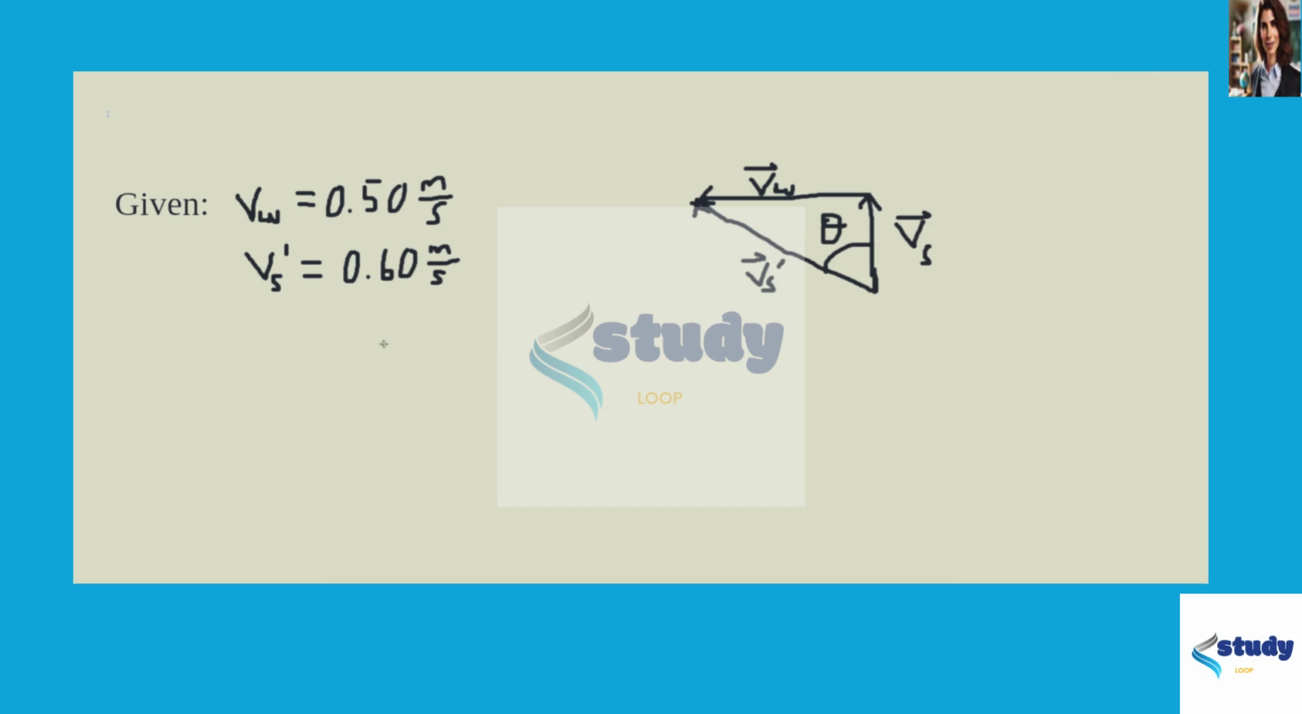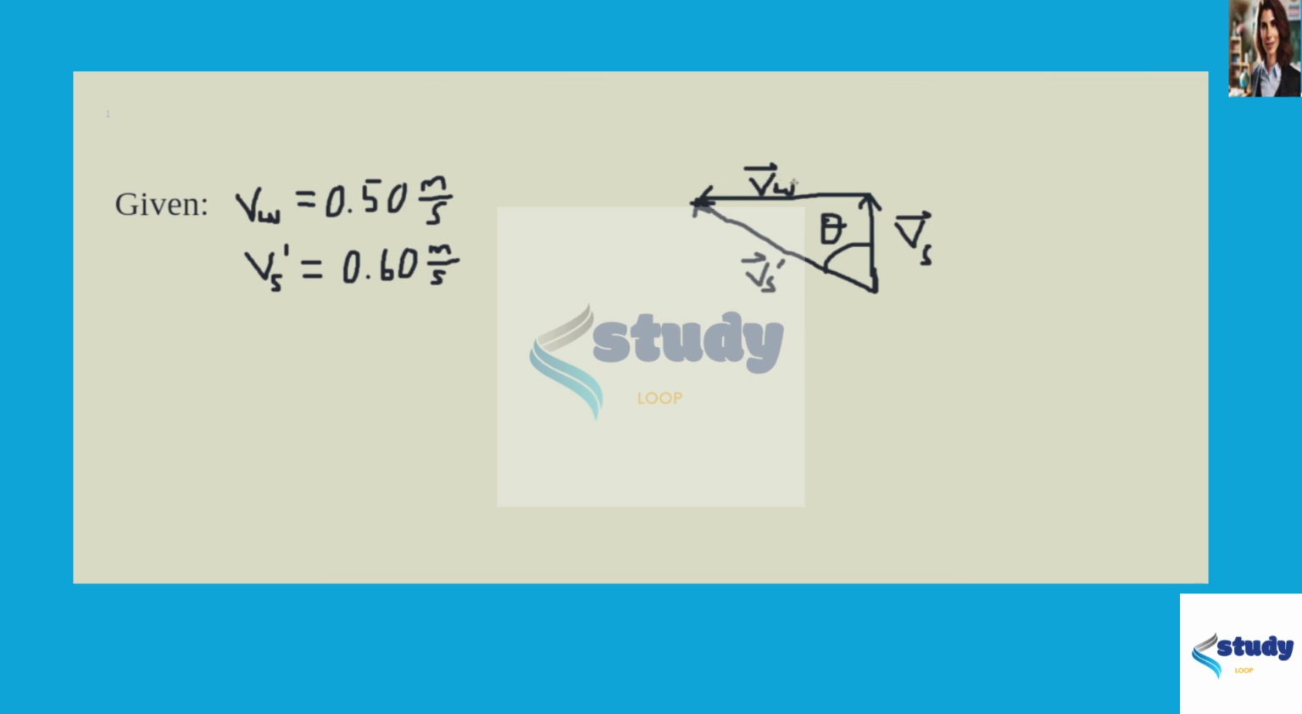So I wrote out here what we were given. We're given that the velocity of the water relative to the bank, which I write as V sub W, is equal to 0.50 meters per second. And the velocity of the swimmer relative to the bank is 0.60 meters per second. Then I drew out the diagram of what was in problem 67.